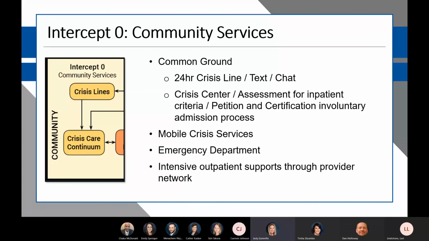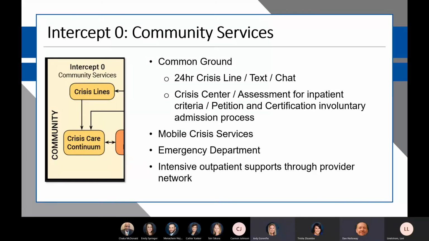One of our crisis services includes Common Ground. It is a 24-hour walk-in and drop-off center. It has the 24-hour crisis line, which includes text and chat. It's also where individuals are assessed for inpatient hospitalization criteria, and it's where the petition and the involuntary psychiatric admission process takes place.